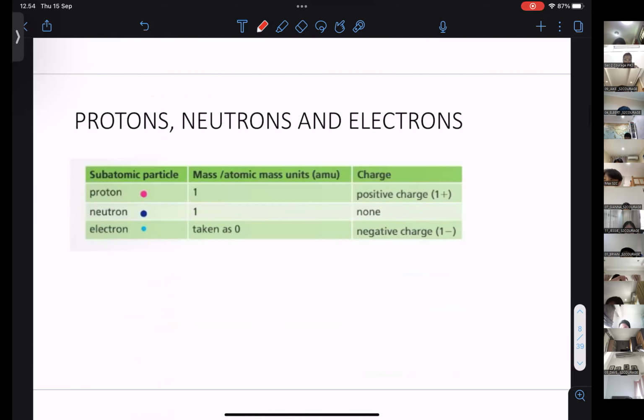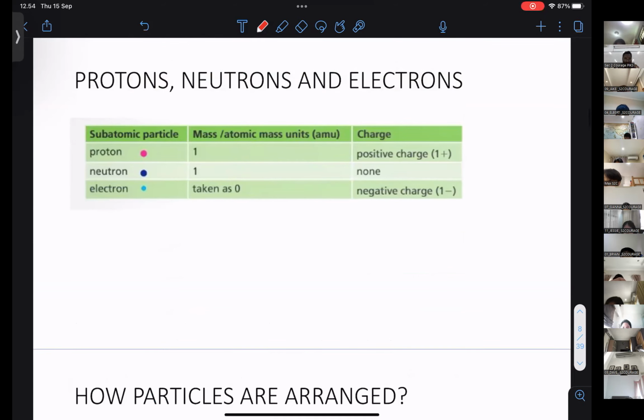But now I will continue. We have learned that an atom is the simplest particle that cannot be divided to make it smaller by chemical means. But I told you that atoms can exist in the form of subatomic particles, much smaller, which are proton, neutron, and electron. What we need to know from there is the mass and the charge.